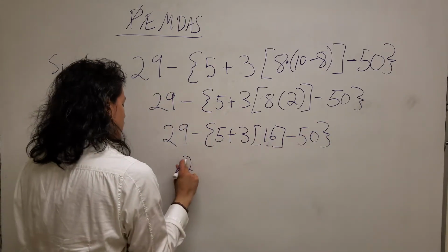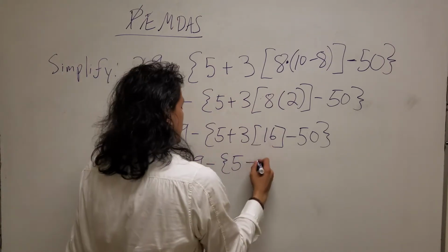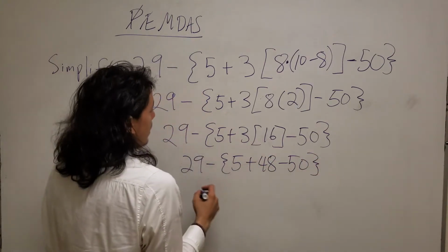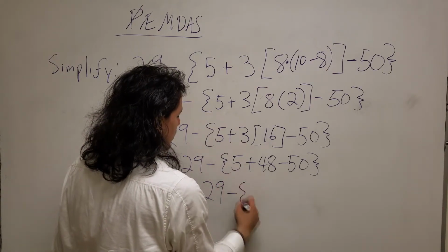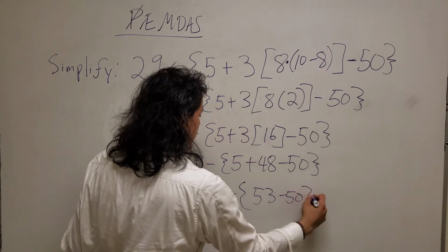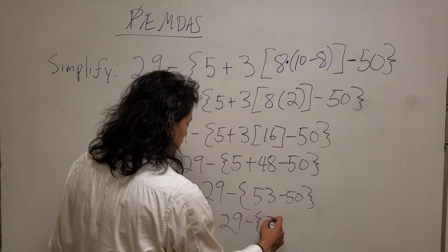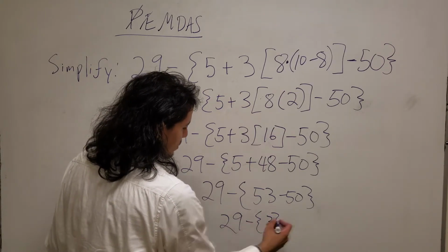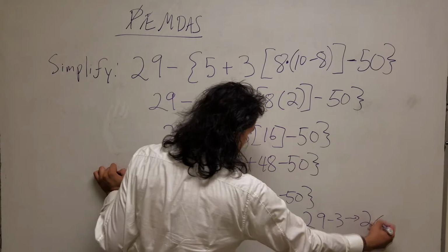Then I have 29 minus 5. 3 times 16 is positive 48, minus 50. And then I have 29 minus, let's see, from left to right, I'm going to add, so 53 minus 50, 29 minus parentheses 3. So in the end, I'm going to multiply this negative with this positive, so it's going to be, I'll put the hour here, 29 minus 3, which is just going to be 26 as my answer.